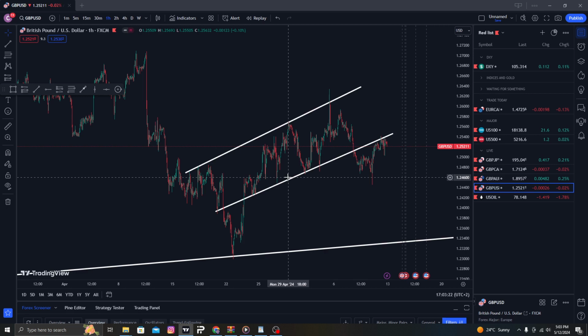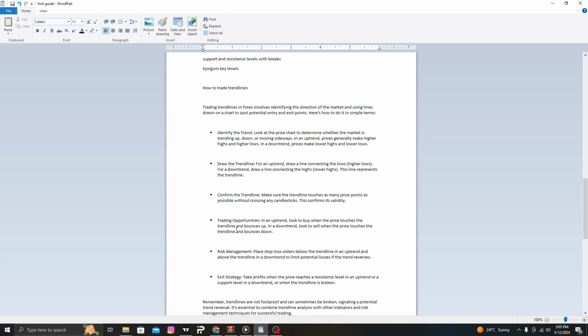Okay, I see W. That means you understand this point, right? Let's be quick today, guys. Let's go to the fourth point, because I want to mix trend lines and support and resistance to give you a better view of what the market is doing. So, trading opportunity. In an uptrend, look to buy when price touches the trend line and bounces up. In a downtrend, look for sells when price touches the trend line and bounces down.